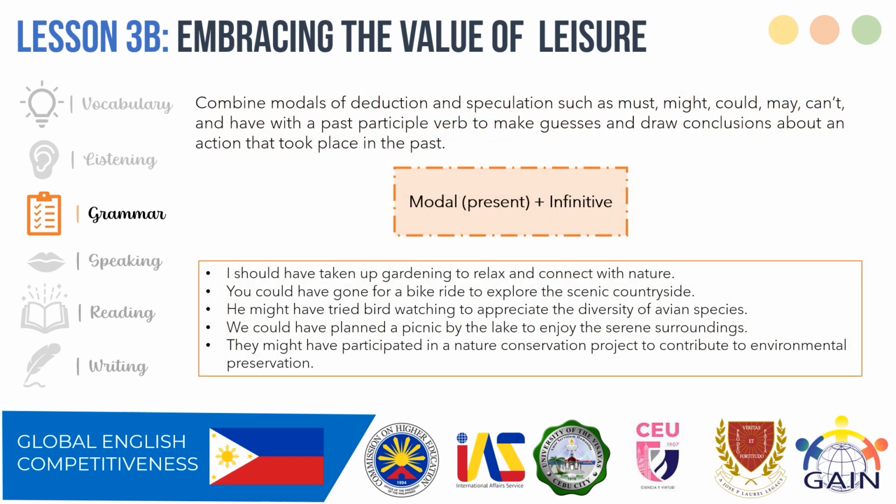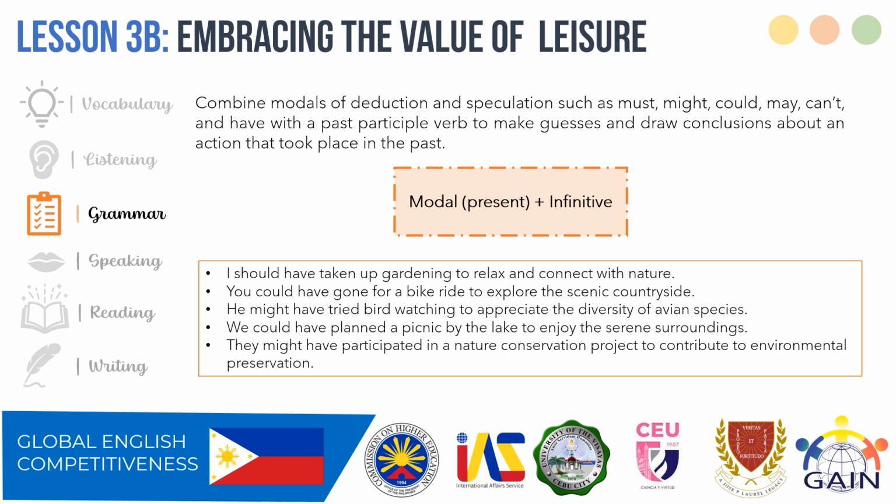Combine modals of deduction and speculation such as must, might, could, may, can't, and have with a past participle verb to make guesses and draw conclusions about an action that took place in the past. For example, I should have taken up gardening to relax and connect with nature. Should have taken. Next one. You could have gone for a bike ride to explore the scenic countryside. Could have gone.